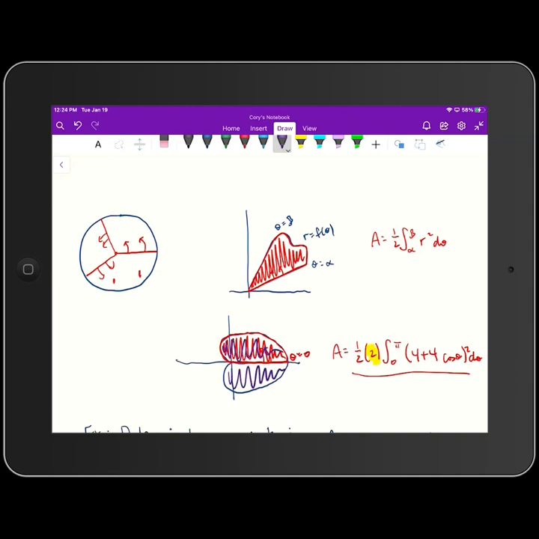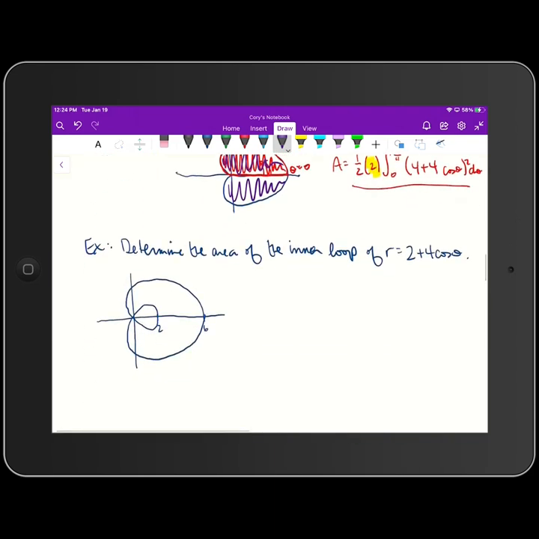Okay, so I want you to have that visual of, if we had the radar there, what is getting swept out by that radius. That's going to help you visualize what's taking place whenever you find area between a polar curve. Okay, so let's go to the example that we left off with here. We were asked to determine the area of the inner loop of r is equal to 2 plus 4 times the cosine of theta.